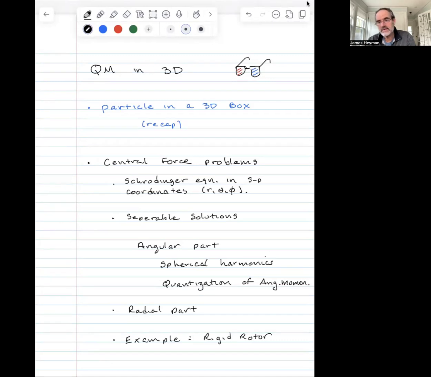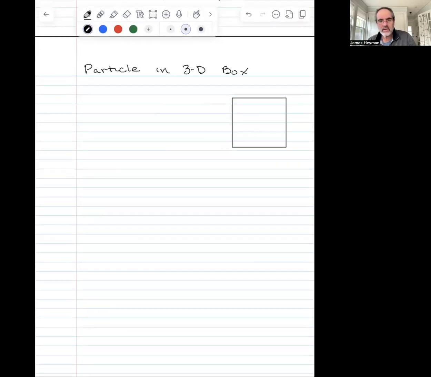Here, I'd like to quickly recap what we learned about the particle in the 3D box. Okay, so we examined this problem last time as our first example of a three-dimensional quantum mechanics problem. In this case, the wave function for our particle depends on all three coordinates, x, y, and z. So in Cartesian coordinates, psi is a function of x, y, and z. All right? And we can write Schrodinger's equation in three dimensions.